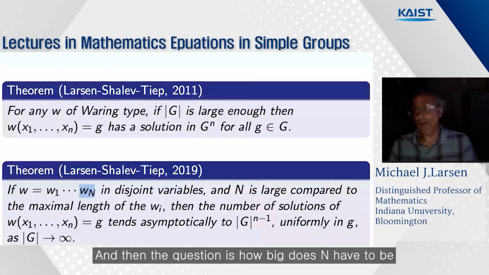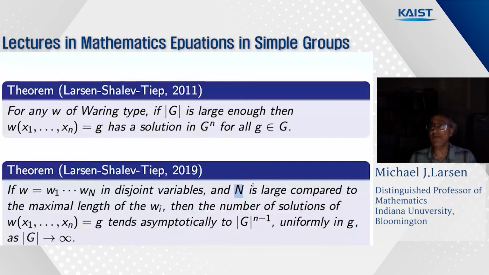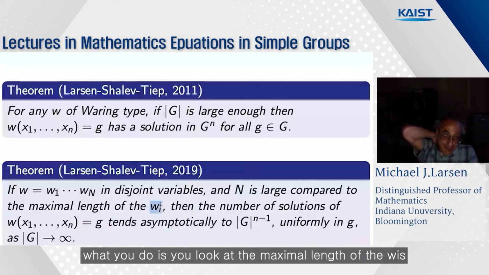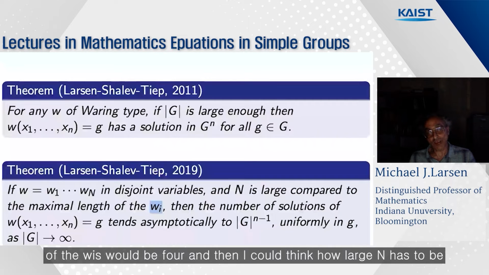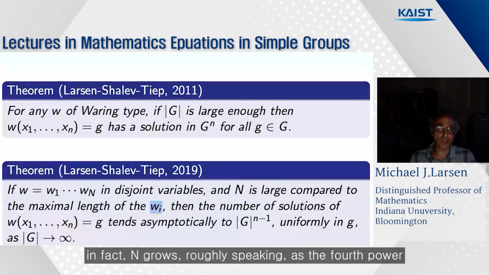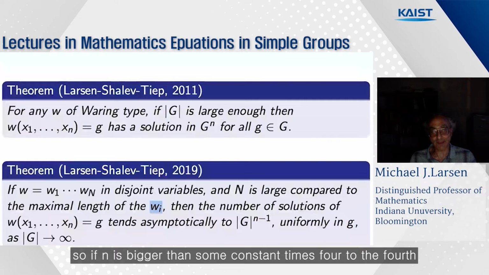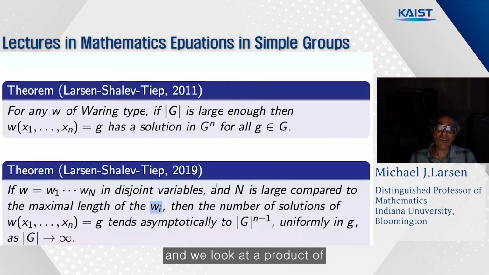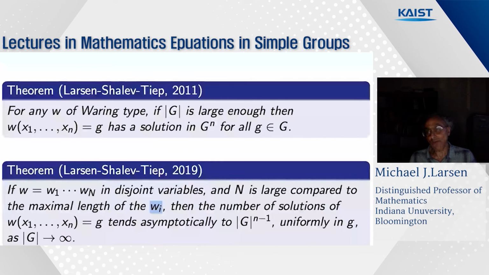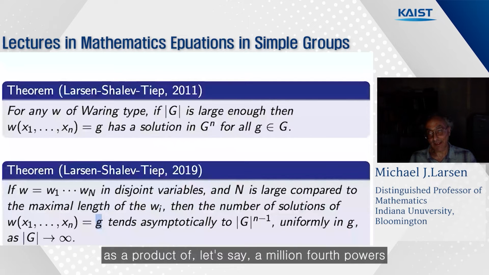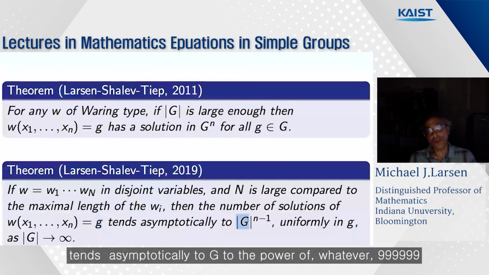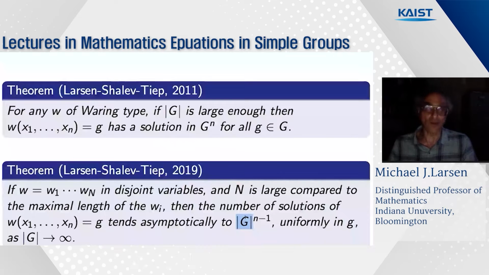And then the question is, how big does n have to be? And to decide how big n needs to be, what you do is you look at the maximal length of the wi's. So for example, if I say that I'm interested in 4th powers, then the maximal length of the wi's would be 4, and then I could think how large n has to be. And in fact, n grows, roughly speaking, as the 4th power of the maximal length of the wi's. So with some constant times 4 to the 4th, if n is bigger than some constant times 4 to the 4th, and we look at a product of n 4th powers, then what we see is that the number of solutions, the number of ways of representing g as a product of, let's say, 1,000,000 4th powers, tends asymptotically to g to the power of whatever, 999,999. And this convergence is actually uniform in g as g goes to infinity.